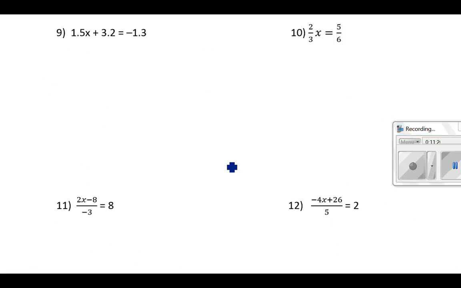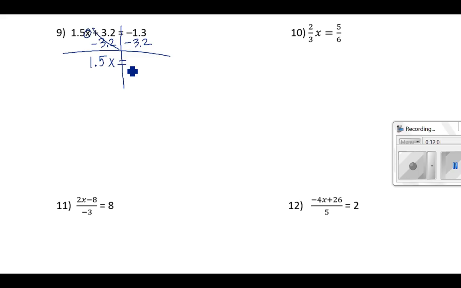Question 9 has decimals. We're going to do the same thing, even though it is decimals. We're going to draw a line down the equal sign. Trying to get x alone. So we're going to start by getting rid of plus 3.2. The opposite is minus 3.2 on both sides. Bring down the 1.5x.